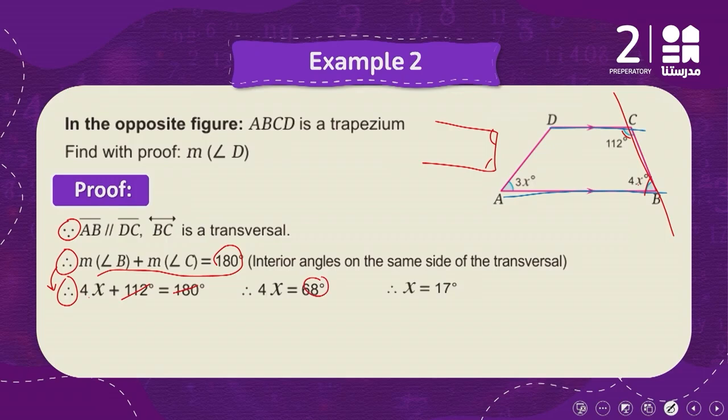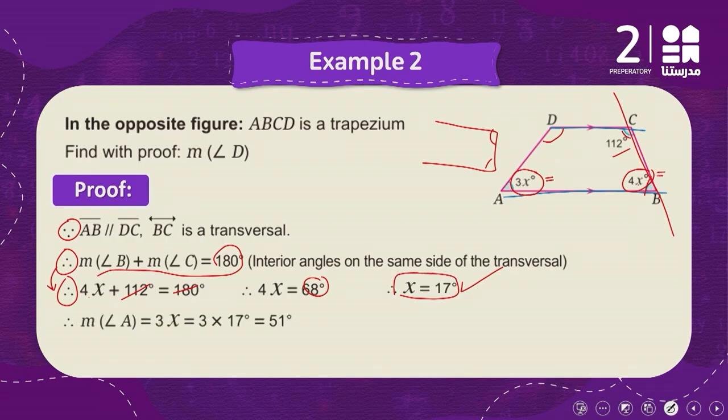Find with proof the measure of angle D. We need to find this angle. We have this one, but we haven't calculated this one, and we don't have this one. We found the value of x. Let's use this to find the measure of this angle and the measure of this angle.